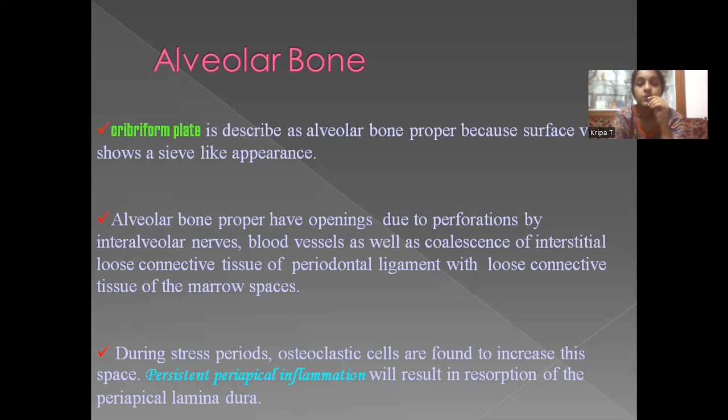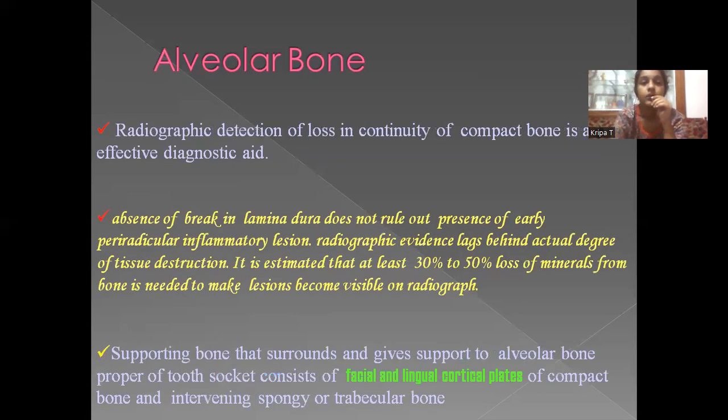A persistent periapical inflammation will result in resorption of your lamina dura. Radiographic detection of loss in continuity of compact bone is an effective diagnostic aid for an endodontic infection. Absence of a break in the lamina dura does not necessarily rule out an early infection, because for a radiographic change to be evident, there should be 30 to 50% loss of minerals of the bone.